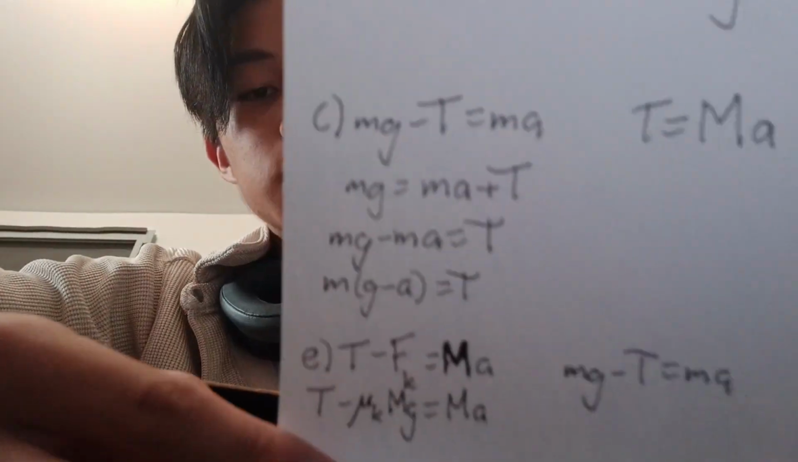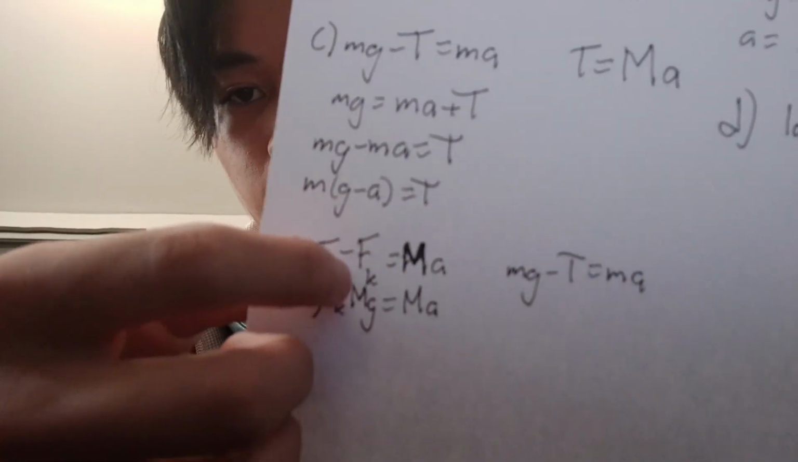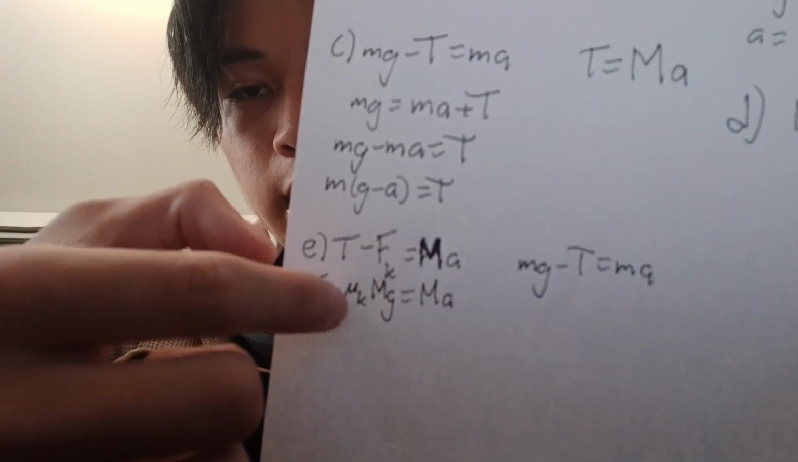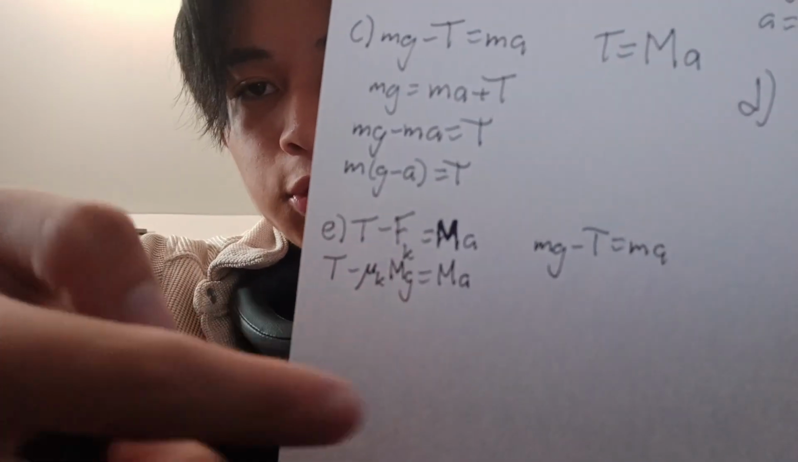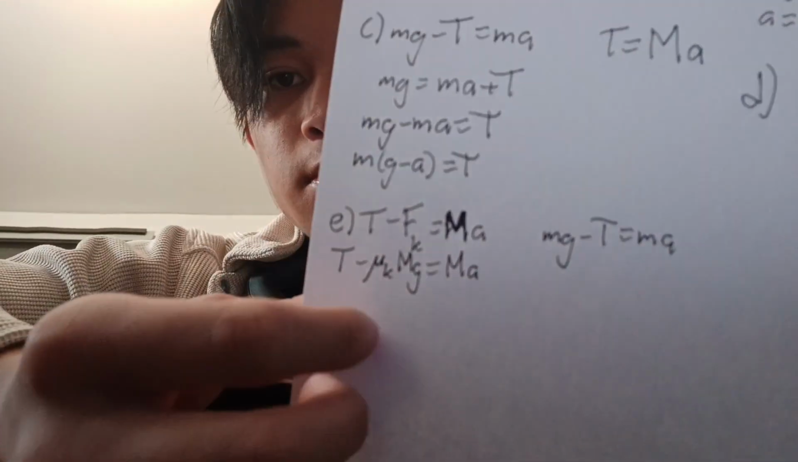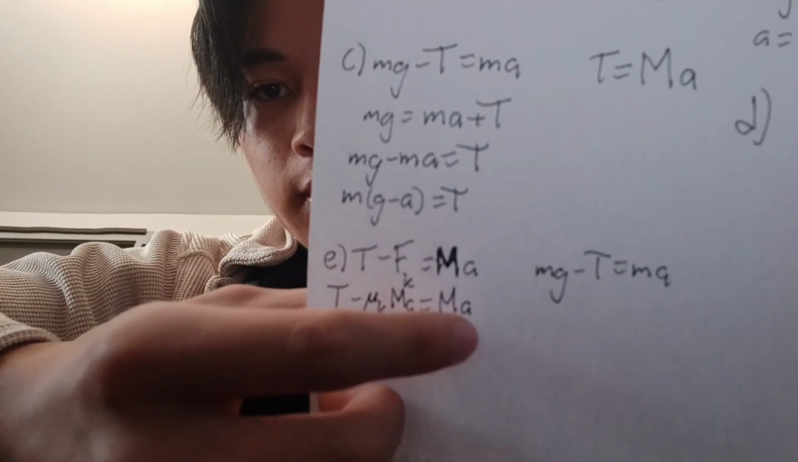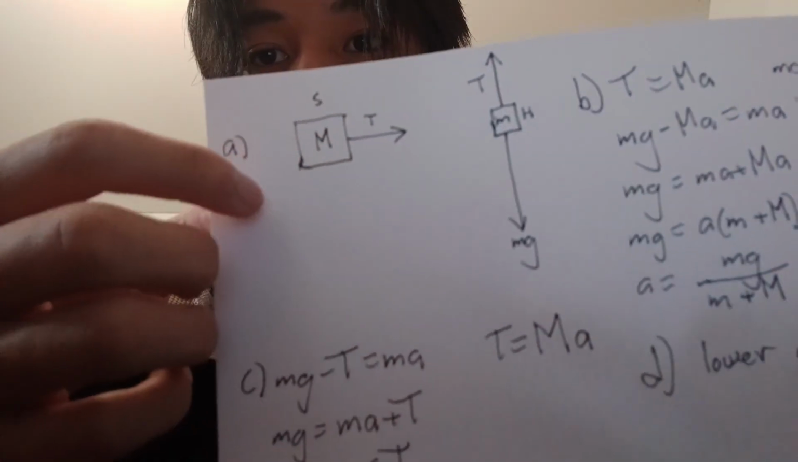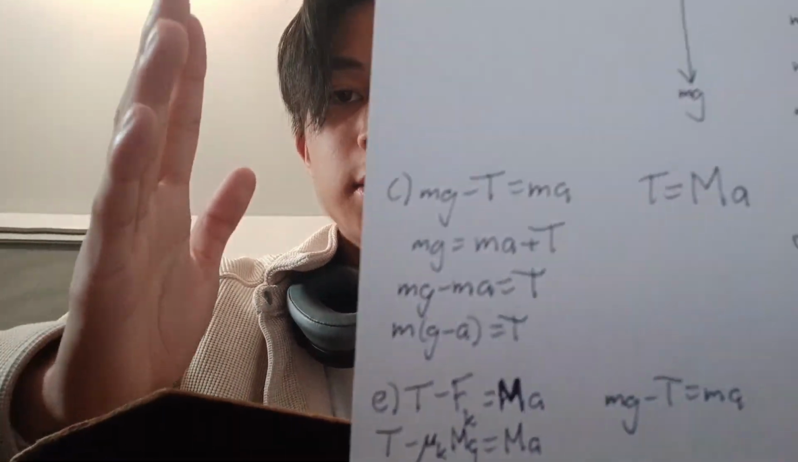The reason you can do this is because Fk just equals mu k times the normal force acting on whatever object you're trying to find the friction of. And the reason that the normal force is the same thing as the force of gravity for block S is because there is no force in the y direction acting on that box.